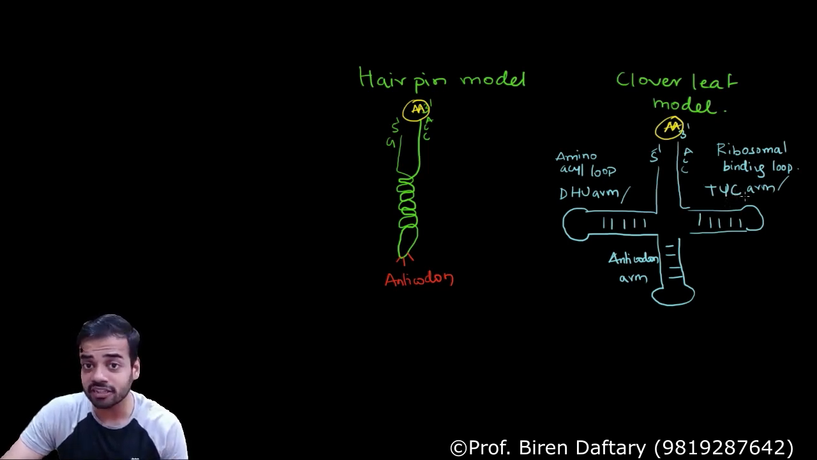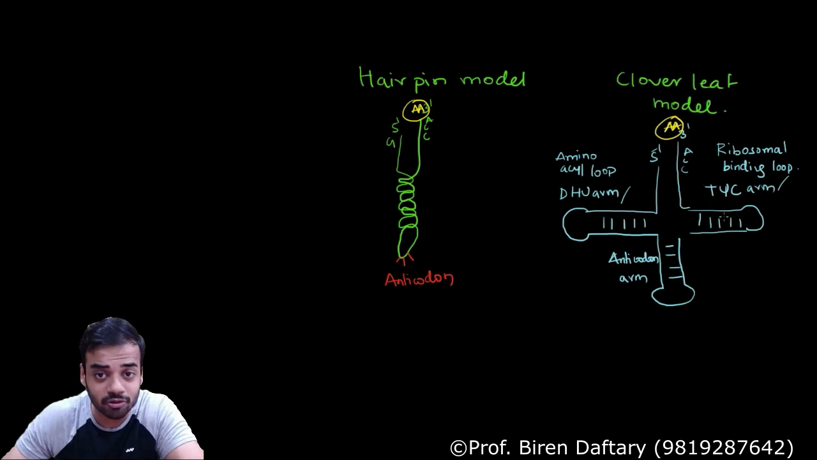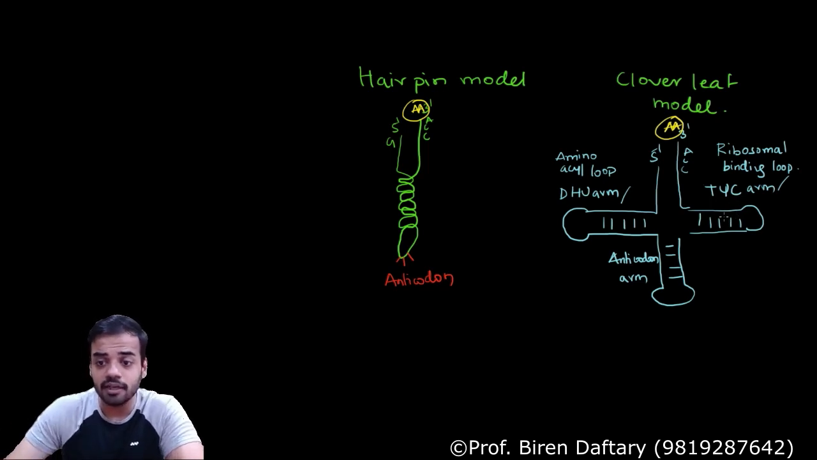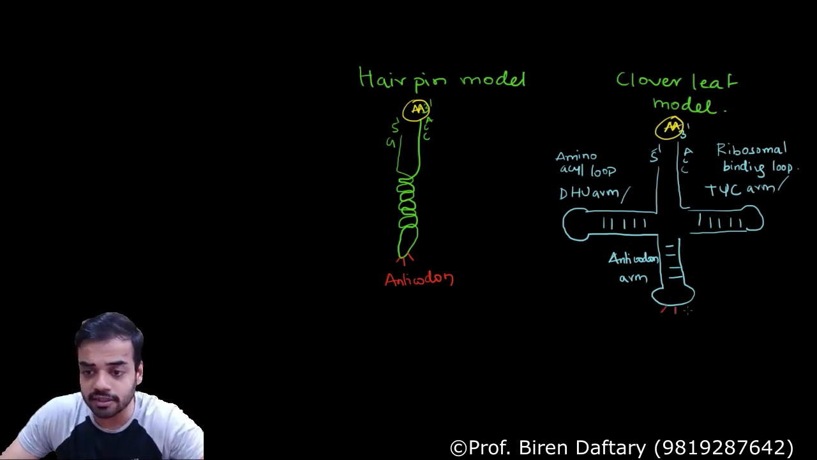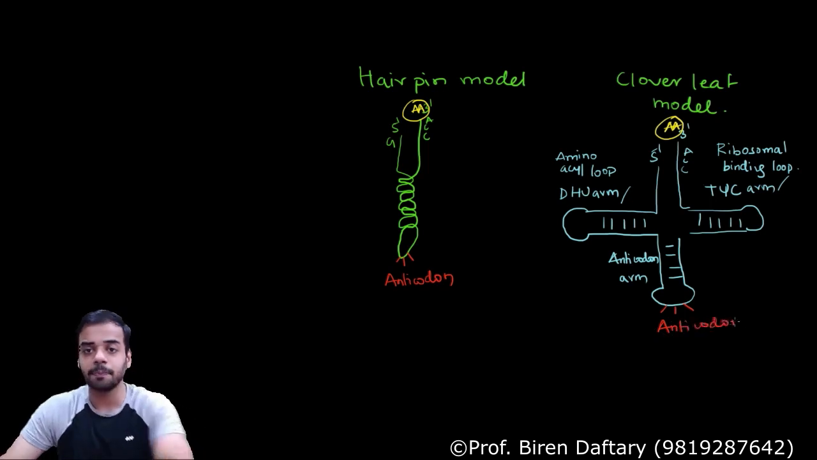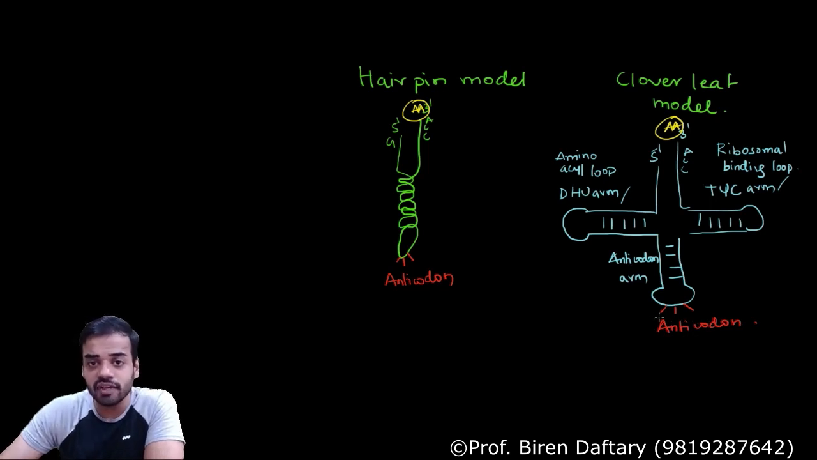All these are nucleosides. Nucleosides are basically structures which do not have a phosphate, they have only a nitrogen base and sugar. This is the anticodon arm, this is the anticodon loop, and the anticodon, these are the 3 unpaired nucleotides. Is this structure clear?